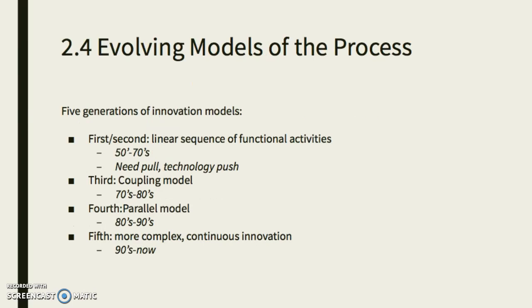So here is the last section that I'll be going over, 2.4, Evolving Models of the Process. And this goes over the 5 generations of innovation. So the first and second generation are grouped together, which occurred between the 50s and the 70s. And this focuses on linear sequence of functional activities. This innovation generation had a need pull and technology push.